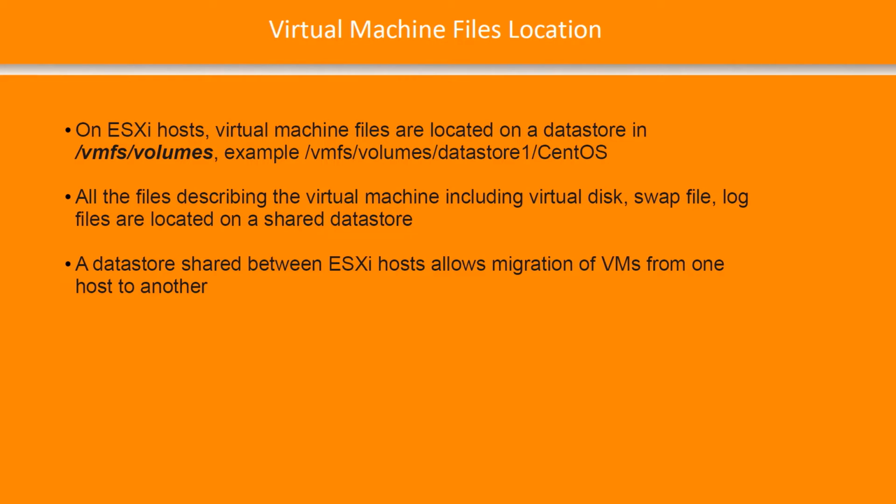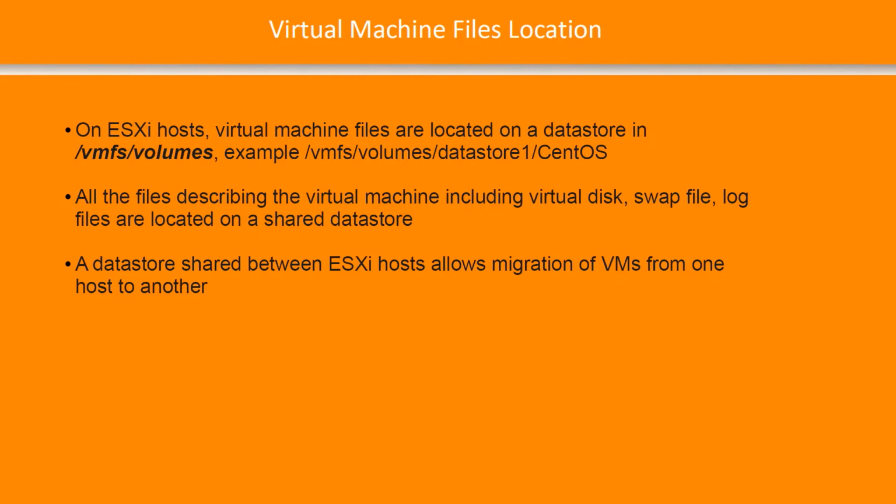On ESXi hosts, the virtual machines are located in a very specific folder structure, and it's always prefixed by /vmfs/volumes. As an example, /vmfs/volumes/datastore1, which is the name for the data store in your organization. It could be different, and followed by CentOS, a folder where that VM is located. The folder structure most of the time maps to the actual name of the virtual machine.